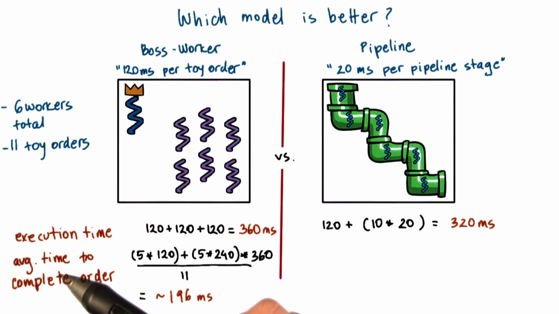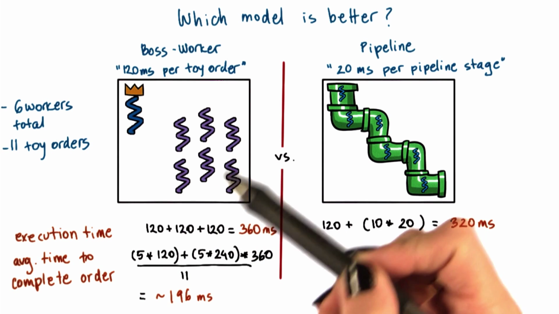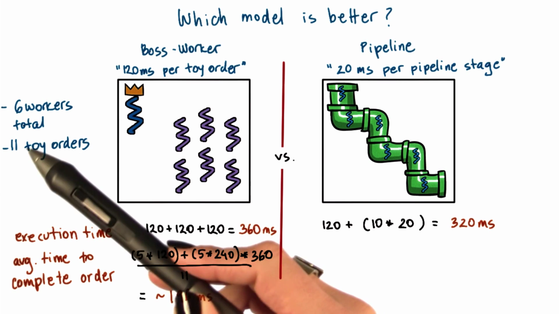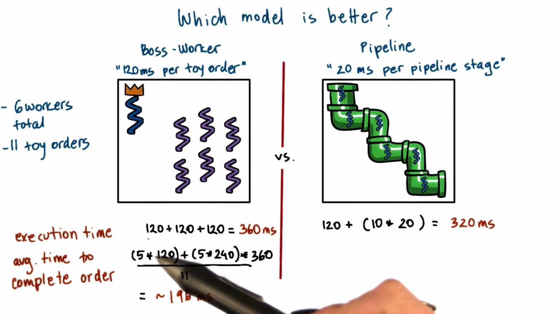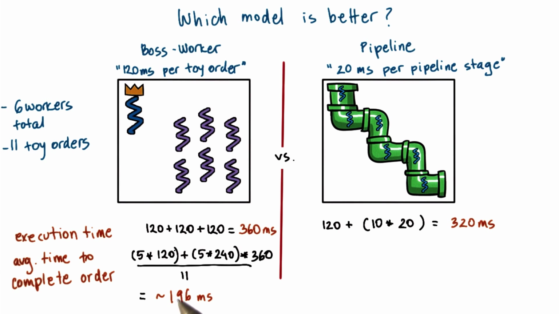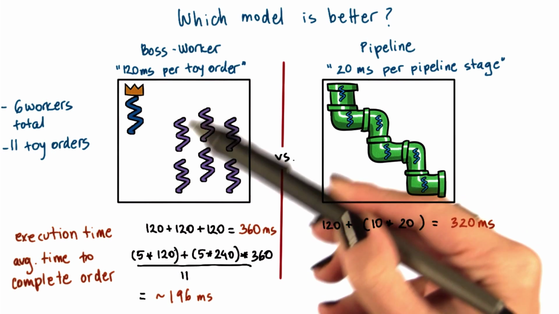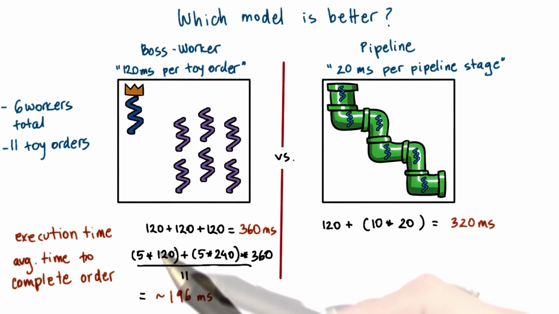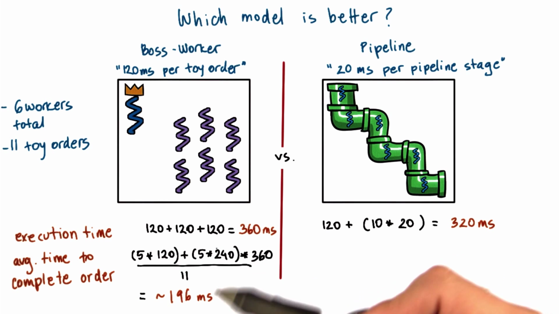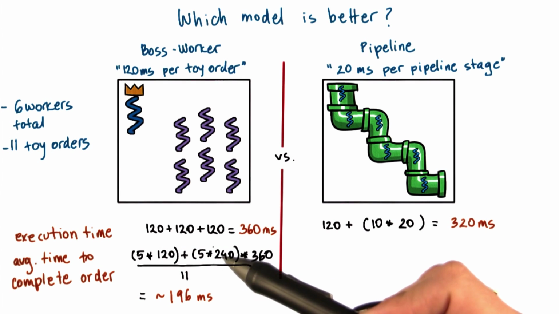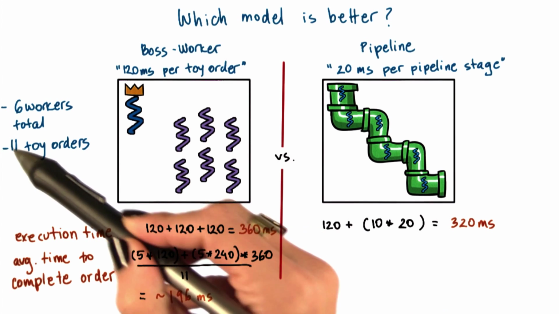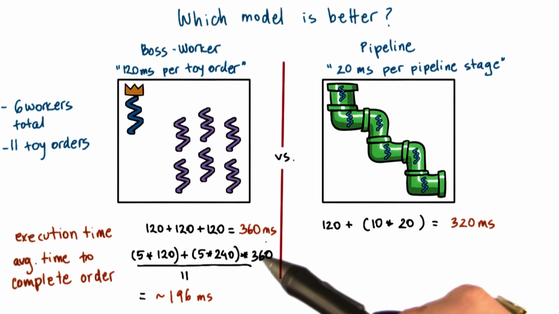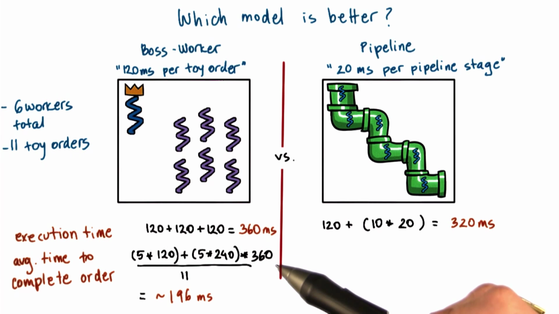To find the average time, we have to sum up the times that it took to complete every single one of the 11 orders and then divide by 11. The first 5 orders took 120 milliseconds to complete. They were executed by the first group of 5 threads. The second 5 orders were scheduled in the second batch, so they took twice as long. They took 240 milliseconds to complete. And then the 11th toy order took 360 milliseconds to complete.